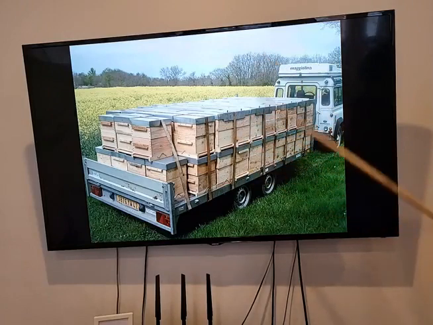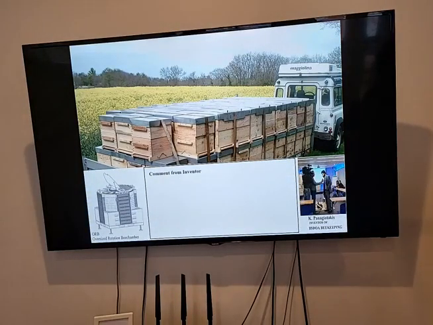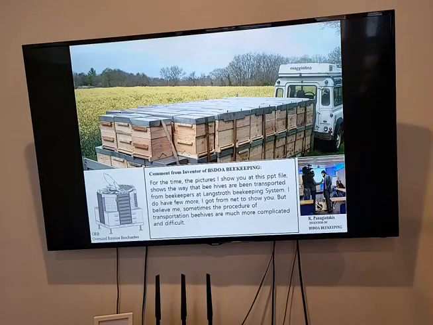This is the Langstroth beekeeping system. One more amateur. Comment from the inventor of Bsdoa beekeeping. The pictures I show you in this PPT file show the way beehives are transported by beekeepers in the Langstroth beekeeping system. I have a few more I got from the net to show you, but believe me, sometimes the procedure of transporting beehives is much more complicated and difficult. Okay, let's go to the next.